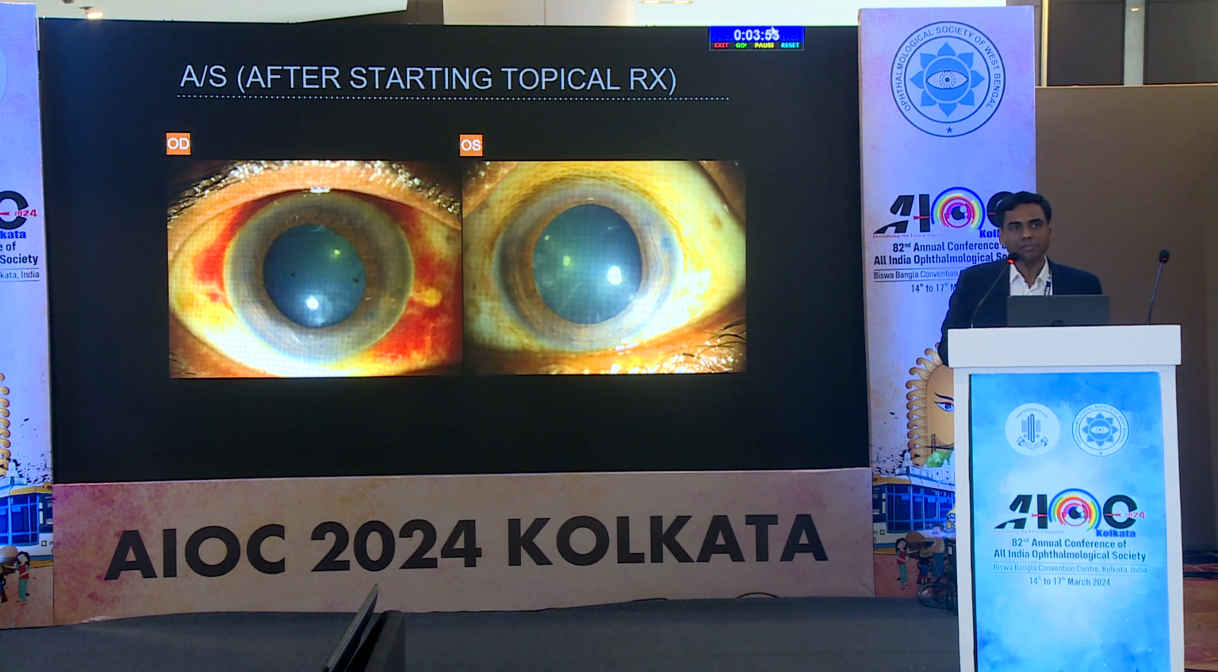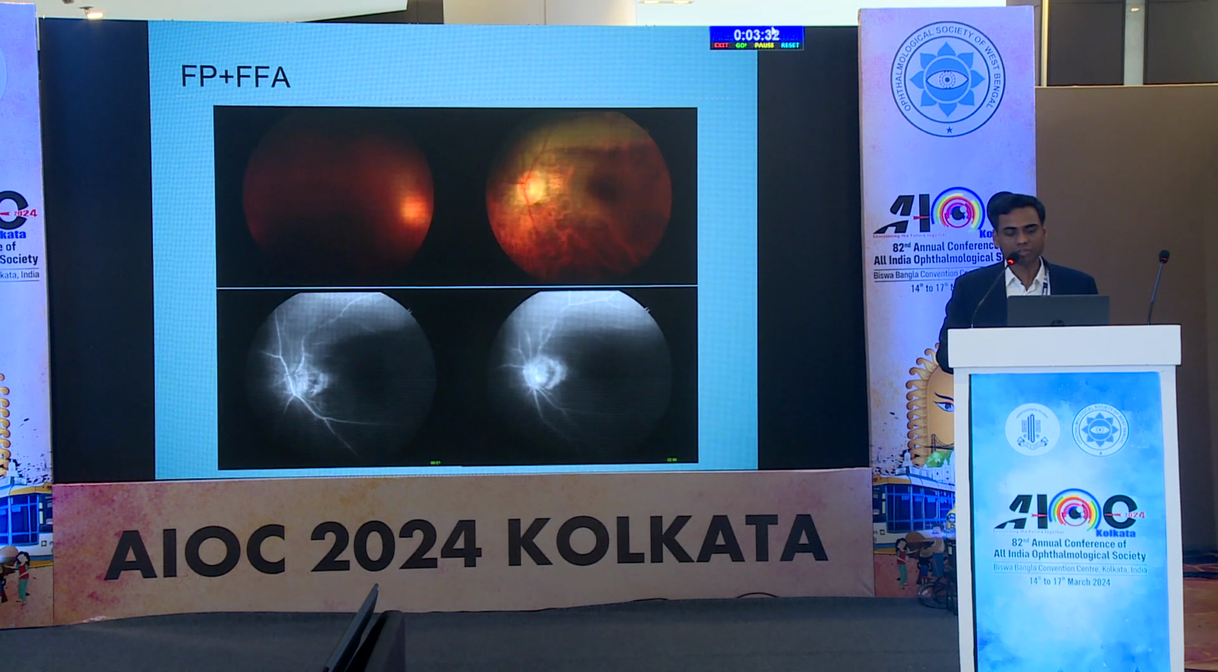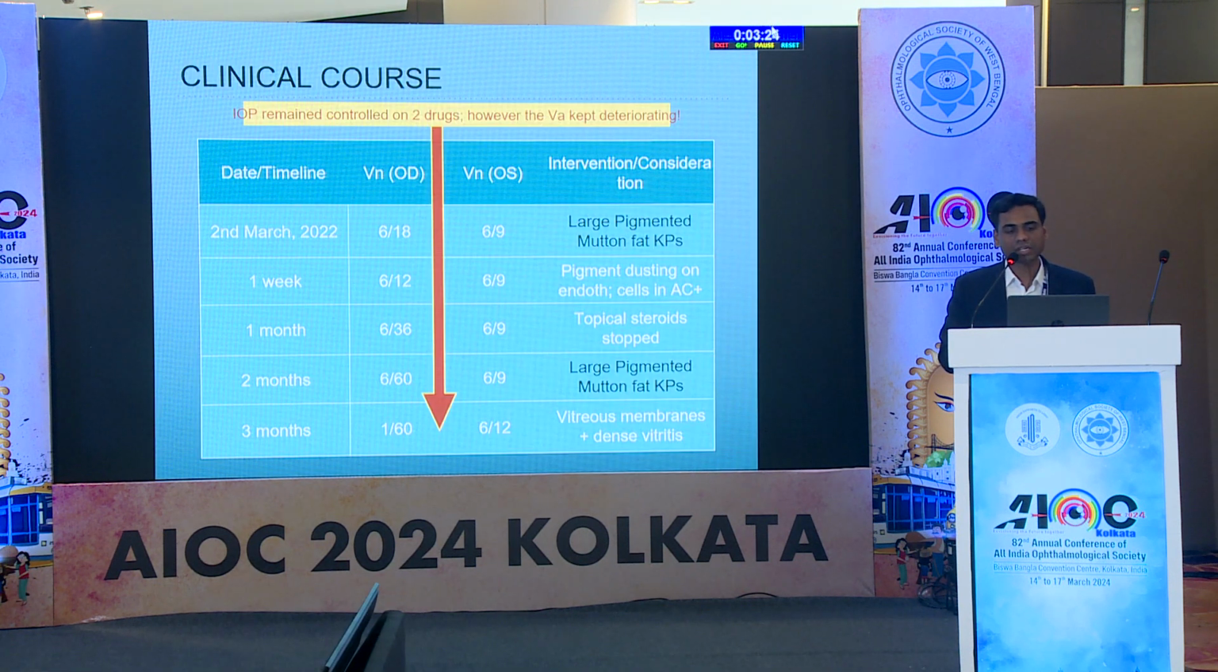This is the anterior segment. Although we did give her some topical steroids, we didn't want to hurry or rush into giving her oral steroids because she had received so many forms of steroids already. So this is the picture after topical steroids. The fundus shows in the red glow that there are some vitreous membranes, some pigment depositions on the endothelium. The FFA wasn't much revealing because of the dense vitritis in right eye, and left eye showed some faint vascular staining.